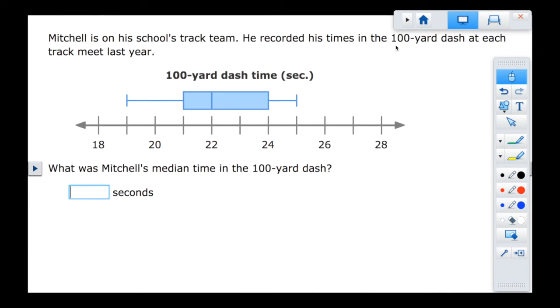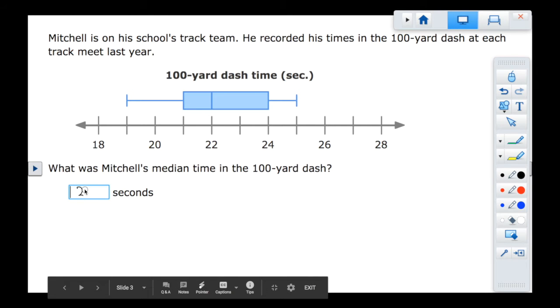Mitchell is on his school's track team. He recorded his times in the 100-yard dash at each track meet last year. What was Mitchell's median time? Median, middle of the box. It's right here above 22 on your number line. So his median time in last year's track meets was 22.